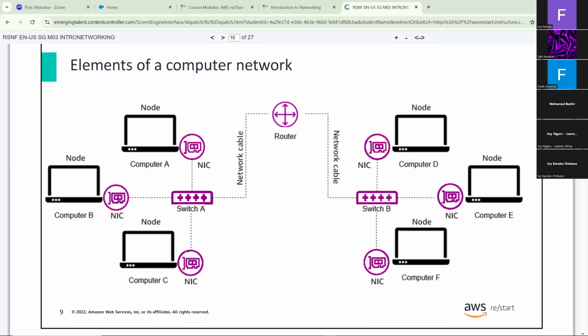Habakkuk tells us a switch is a networking device that connects multiple devices such as computers, printers, and servers within the same local area network. Good. A router is a device that connects multiple networks together and directs data packets between them. Juma says a switch connects devices within a single network, while a router connects multiple networks and directs traffic between them. Very nice. Rich: a router interconnects switches, which then connect different devices. All right. Very good.